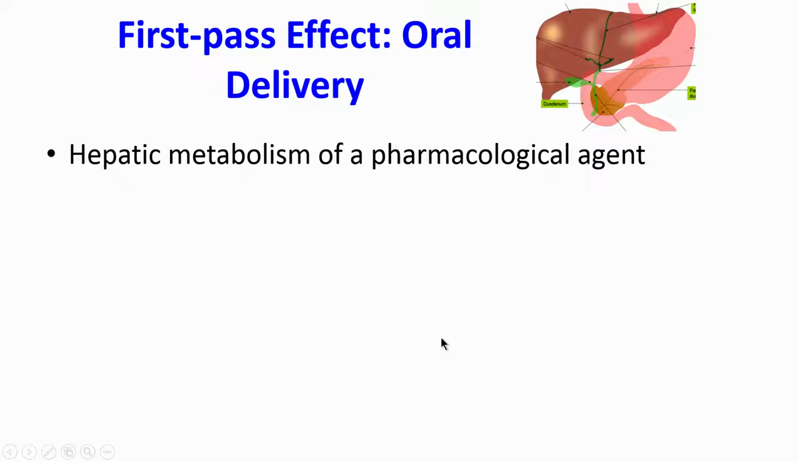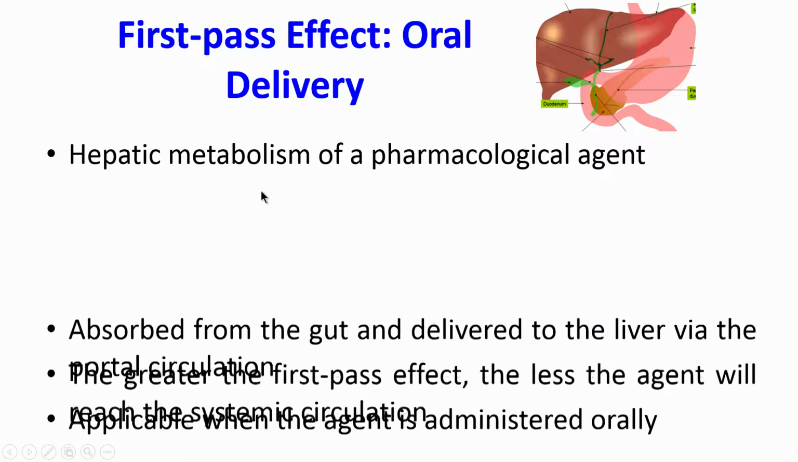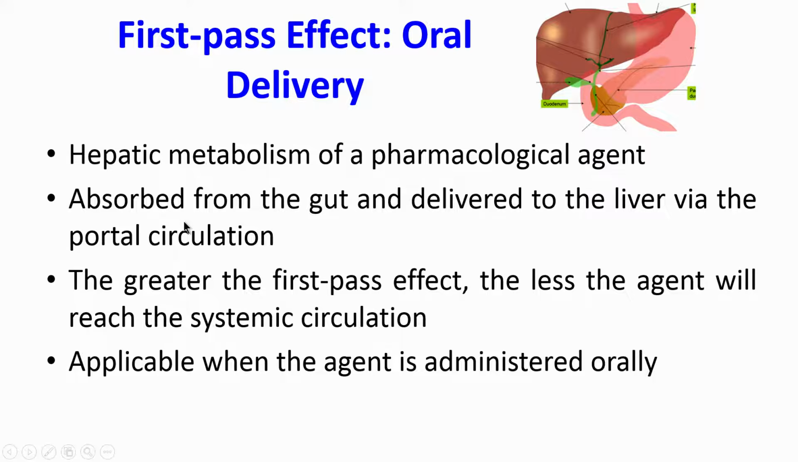So, what is the first pass effect? Typically, as I just said, if you take anything orally, all of it that is absorbed through the intestine, which is the majority of the drug, will go to hepatic metabolism, essentially metabolism in the liver. Once these are absorbed through the gut and delivered to the liver through the portal circulation, the liver will degrade them, and this is called the first pass effect.